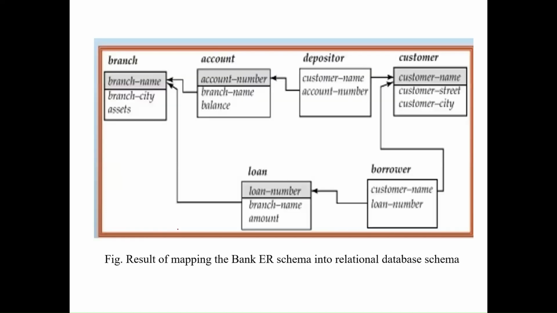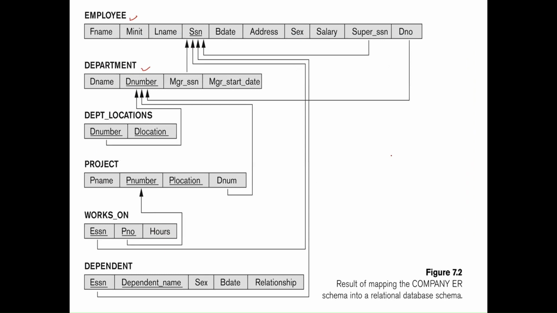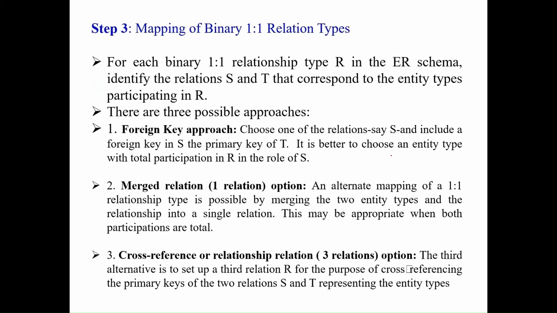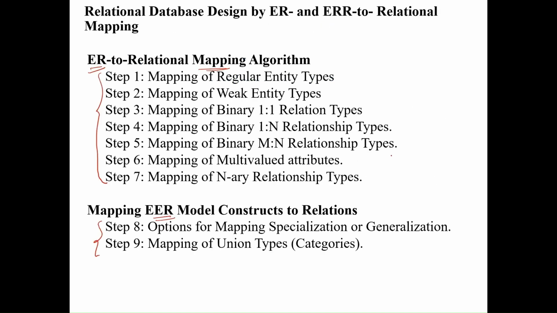Another way to draw the relational schema is like this also. In one of the textbooks, you can draw the relational schema with the name of the table, then the attributes, in which the first is the primary key and others are connected with other relations. So you can draw it this way or you can draw it this way. Now we'll see each and every step one by one.